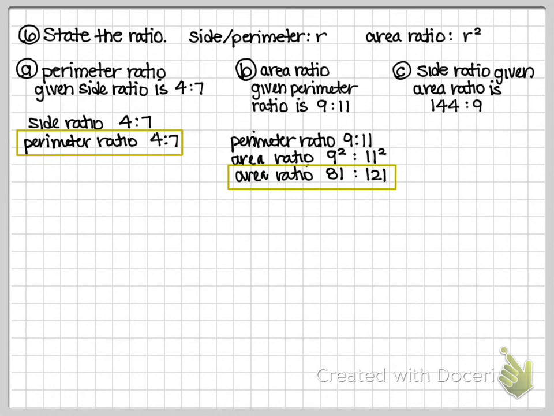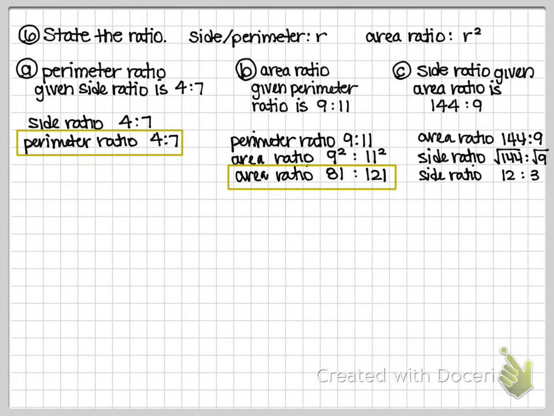Okay, we want to find the side ratio knowing the area ratio. All right, so area ratio. Well, the idea here is that in order to get the area ratio, we had to square it. This is a squared. So what we're going to do is square root each of those. I know the square root of 144 is 12, and the square root of 9 is 3. That's going to be my side ratio. That's also my perimeter ratio because side ratio and perimeter ratios are the same.